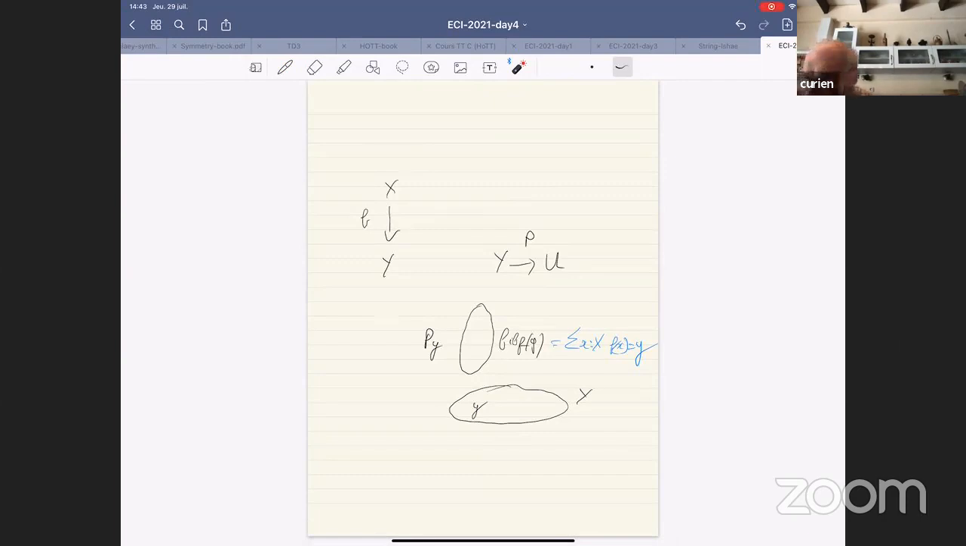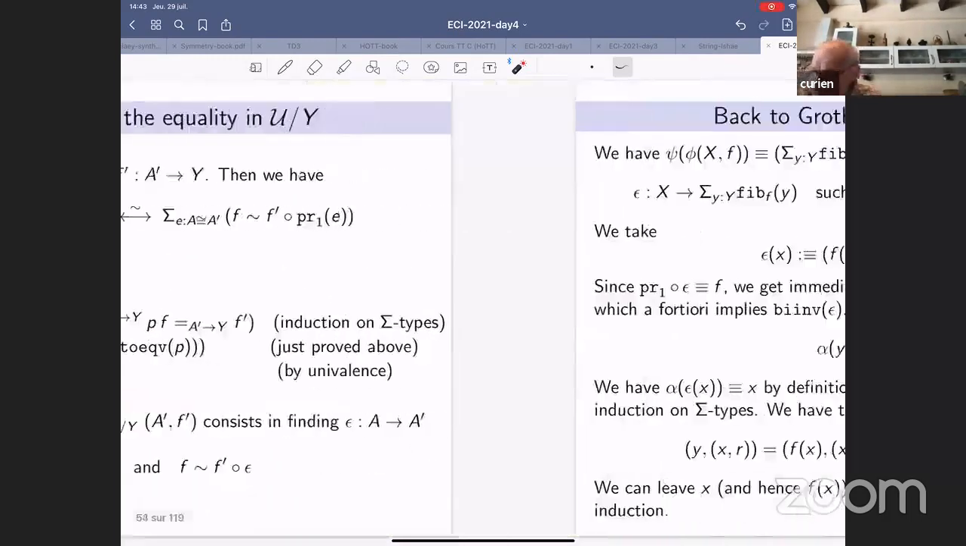Now, if you have a type family, you also have a very easy way to put something in the same place, namely P(y). And the Grothendieck equivalence tells you that these two points of view, written on the left and on the right, are equivalent. Great.